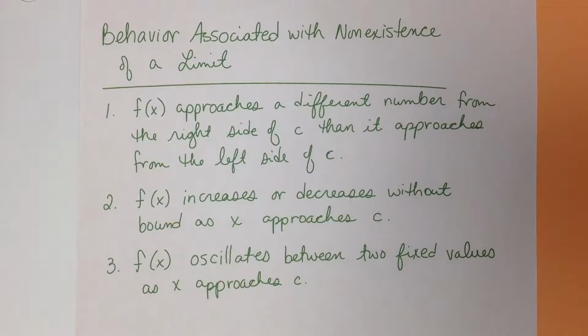So I'll just read these real quickly. You will need to copy them down, but then I'm going to show you an example of each. So this is going to be the behavior associated with your graph as to when a limit does not exist. So the first thing is if your function approaches a different number from the right side than it approaches from the left. So as I've been mentioning, looking at it from the left side, looking at it from the right side, it's got to be approaching the same y value. Remember, your y value is your limit, okay? If it doesn't approach the same value from both sides, then your limit is not going to exist, okay?